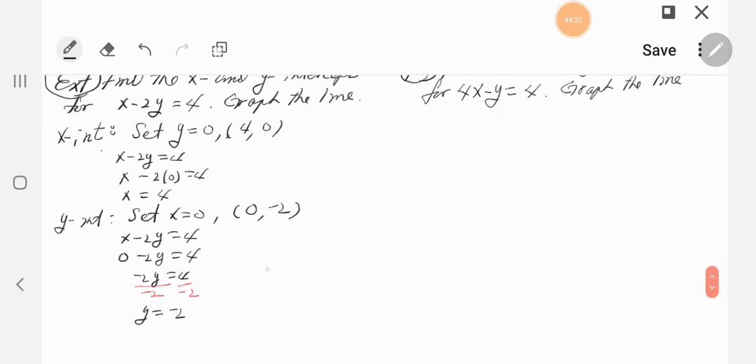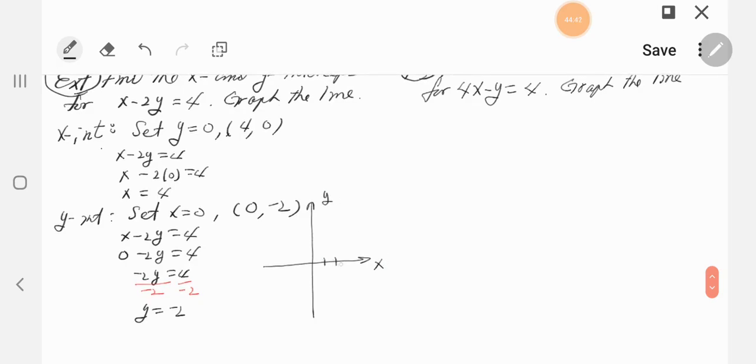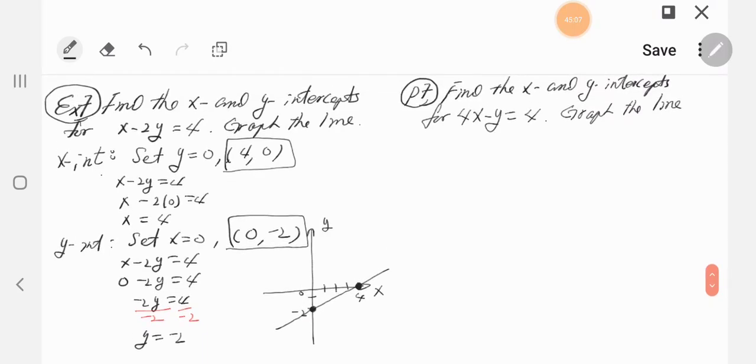Okay, when you graph it, this is the x-axis, y-axis. Okay, the x-intercept is when x equals 4, 1, 2, 3, 4, y equals 0. The y-intercept is x equals 0, then y is negative 2. Right? Okay, so we have 2 points. This is the x-intercept, 4, 0, y-intercept, 0, -2. And then connect the points. So that is the graph of the equation.